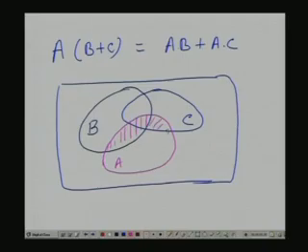All right. What is A intersection B? That is this part. What is A intersection with C? This part. And their union will give you again this. Okay. So, this is actually called distributivity, that is, intersection is distributive over union.